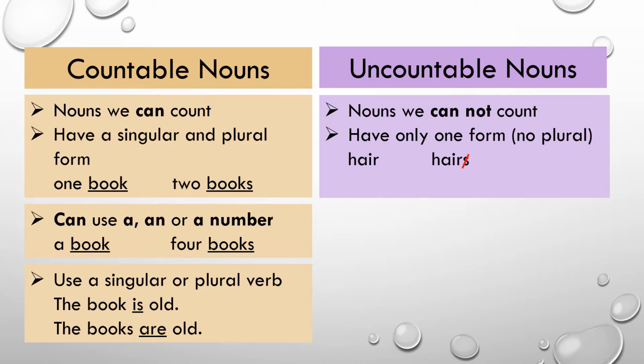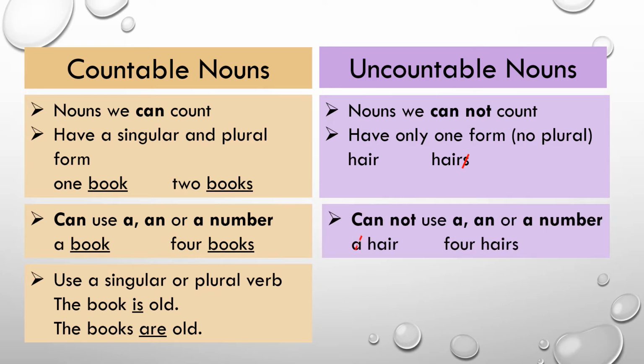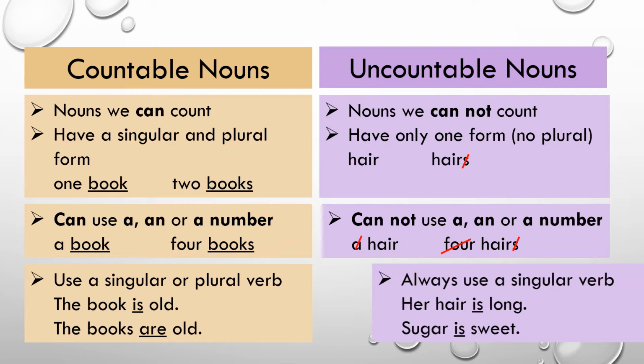Contohnya rambut, hair. Kita tak boleh eja dia sebagai plural sebab rambut ni banyak. Jadi awak pun eja H-A-I-R-S, hairs. Salah ejaan tersebut. We cannot use a, an, or a number for uncountable nouns, such as a hair or 4 hairs. Kita juga tak boleh letak a ataupun an ataupun kita buat bilangan untuk uncountable ni. Contohnya a hair ataupun 4 hairs. Okay, salah juga ejaan tersebut.